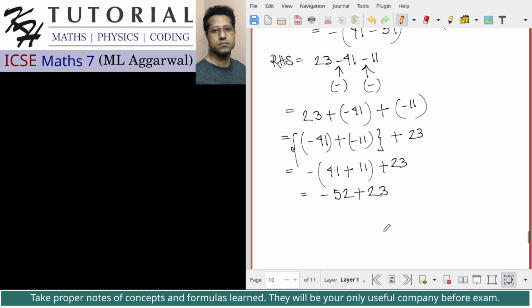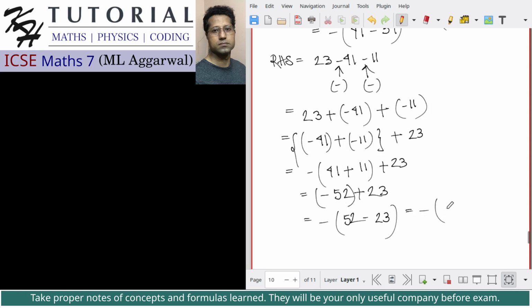So we now have to add one negative and one positive. Minus 52 plus 23. We are adding one negative and one positive, so first I will subtract the numerically lesser value from the numerically greater integer between the two integers. In this case, the two integers we are adding are minus 52 and 23. Numerically, minus 52 is more than 23. So I will subtract the numerically lesser value, which is 23, from the numerically greater value, which is 52. And I will put the sign of the numerically greater value. The numerically greater value is minus 52, so I will put the negative sign.